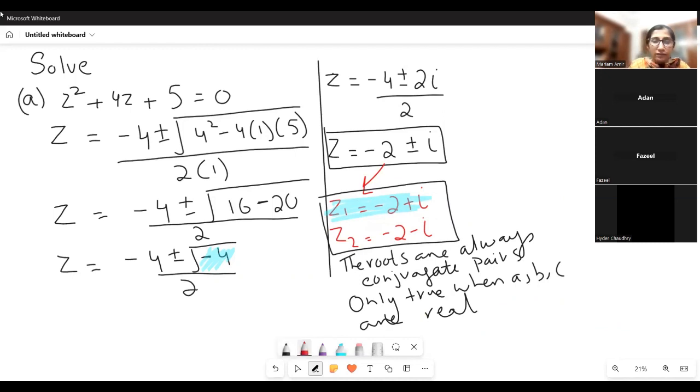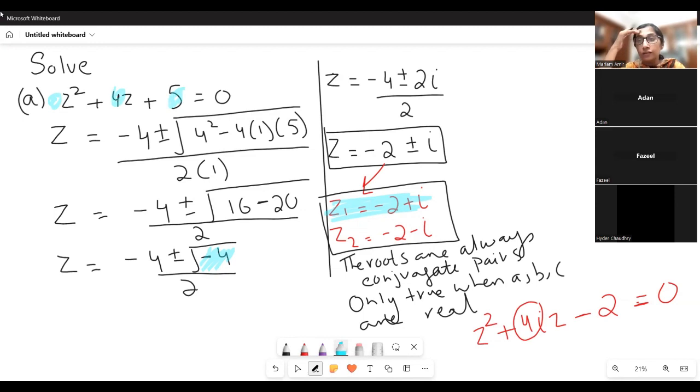Very soon we'll see complex equations like this. Z square, let's say, plus 4 iota z minus 2. So now b is not a real value. So now the roots will not be complex conjugate pairs. So if a quadratic equation has real a, b, and c, like in this case, a was 1, b was 4, c was 5, then if you get complex answers, your answer will be conjugate pairs. But not if a or b or c is not a real value and it's a complex value instead. फिर ये नहीं होता. Okay, let's see another example.